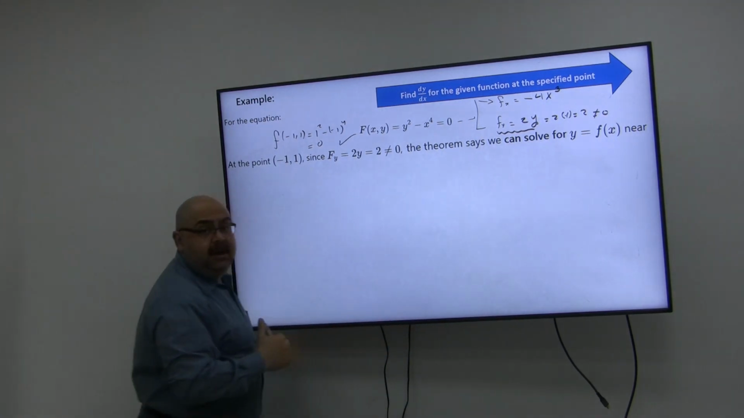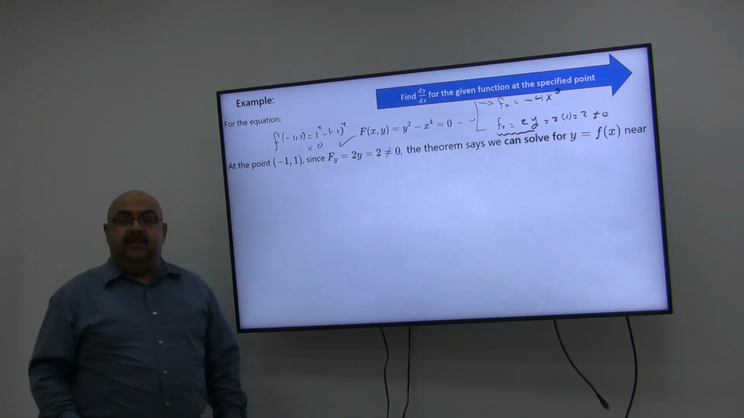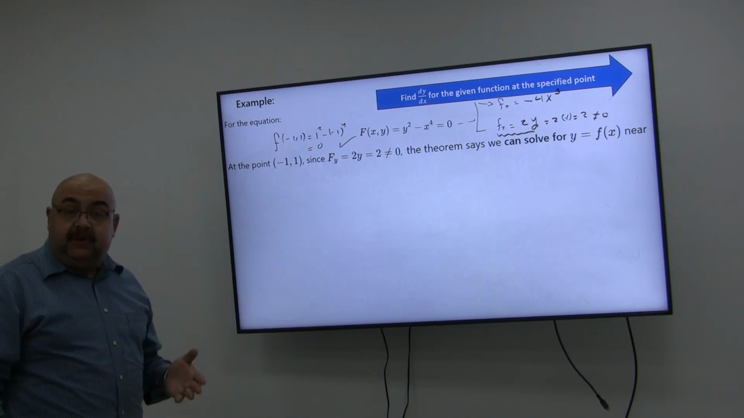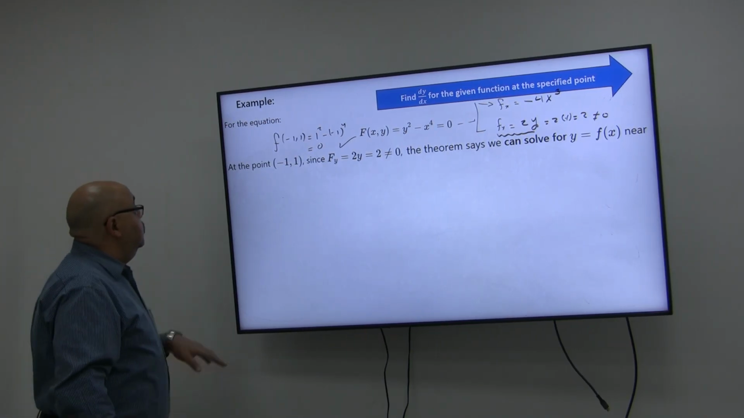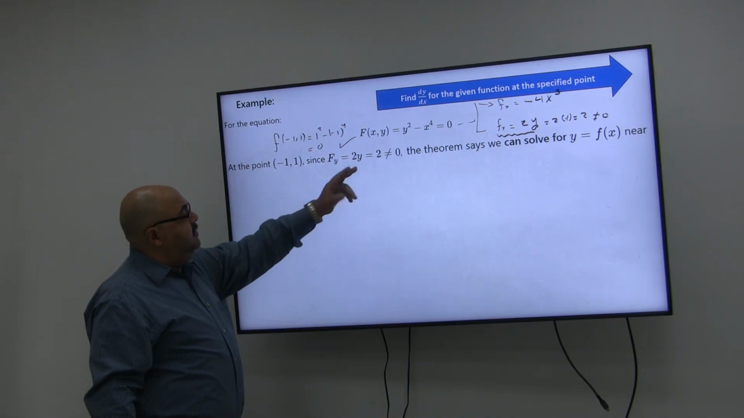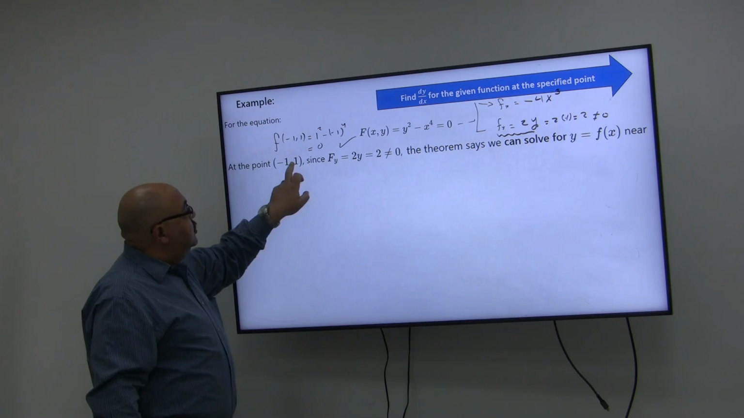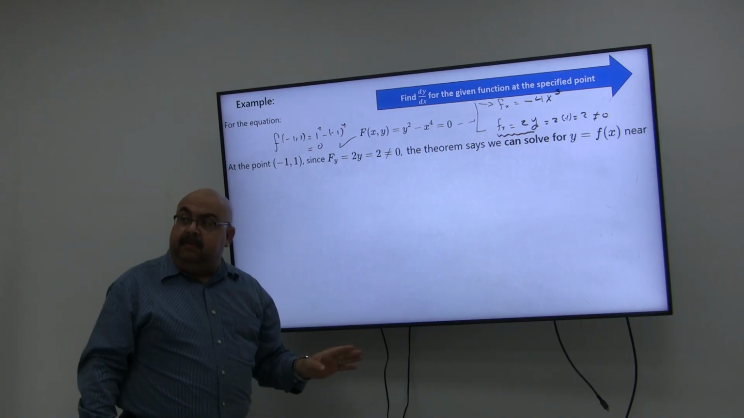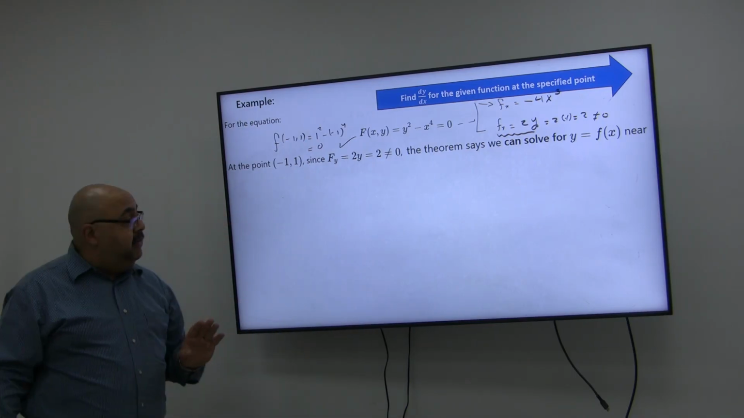So I can apply the implicit function theorem as I was telling you. This is at the point -1 and 1. Since f sub y is equal to 2y, once you substitute y by 1, it's going to be 2, which doesn't equal 0. The theorem can be applied, and the result is really very simple.